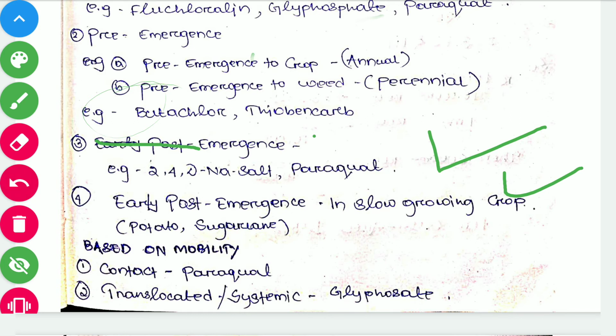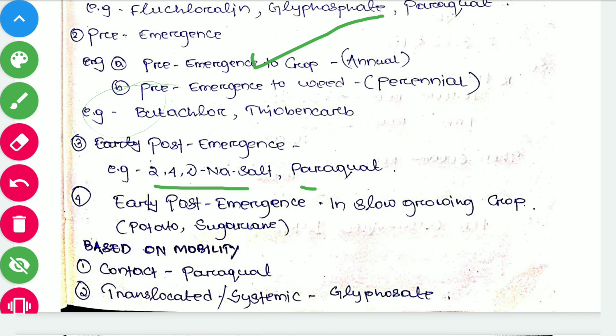Then come to post-emergence. Post-emergence means we will apply the herbicide after the emergence of the crop. We can take the example of 2,4-D sodium salt and paraquat. These are examples of post-emergence.